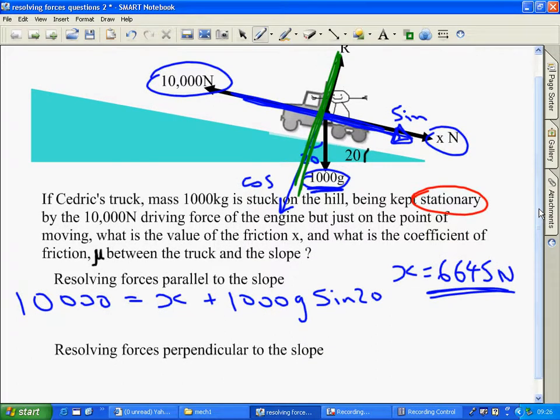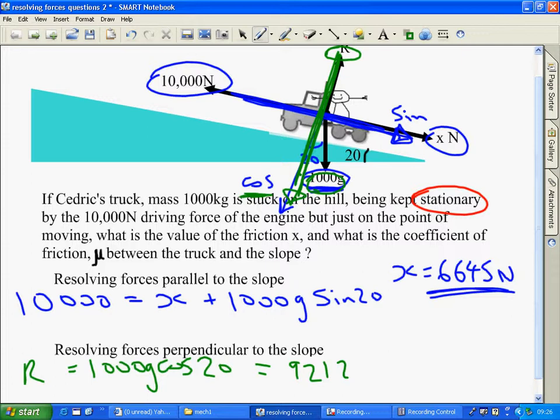Okay, so acting up, I have R, and the only force acting against that is the component of this weight in this direction, which we've already seen is cos. So that's 1000 g cos 20, and from that we get the value of R to be 9218 newtons. Now we're also asked to find the coefficient of friction, mu.